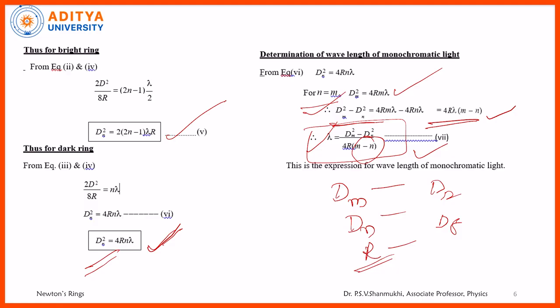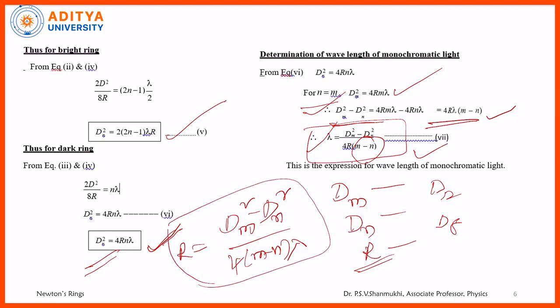Otherwise, if we want to determine the radius of curvature, we simply rearrange: R is equal to (dm square minus dn square) by 4 into (m minus n) into lambda. So, if lambda is given, we can determine R. If R is given, we can determine lambda. In this way, we can determine the wavelength, or otherwise the radius of curvature of the plano convex lens, using the Newton's rings experiment.